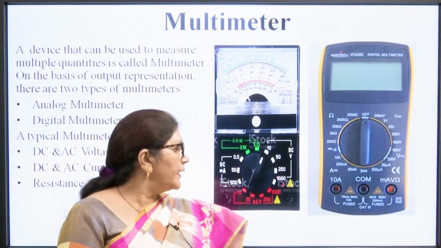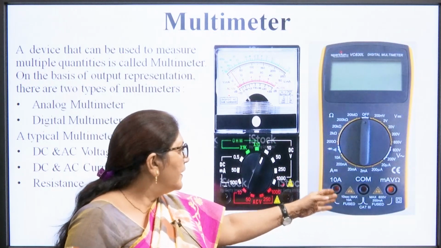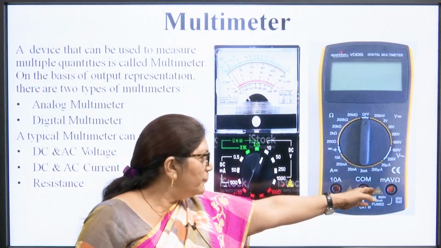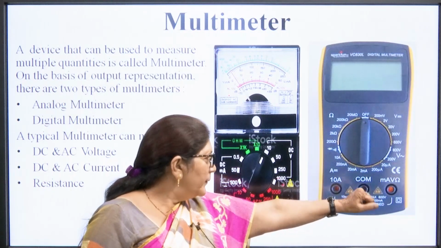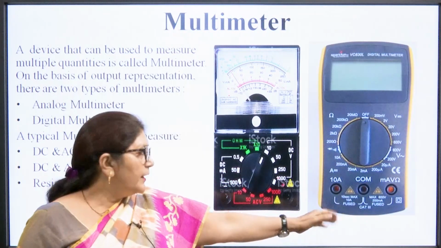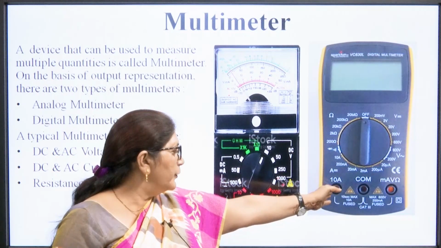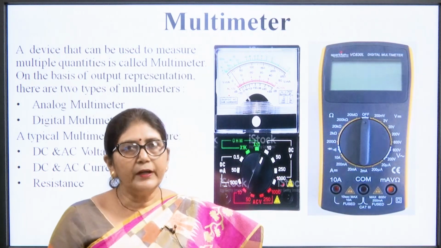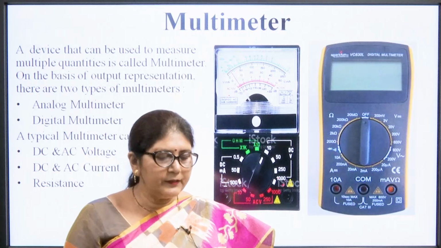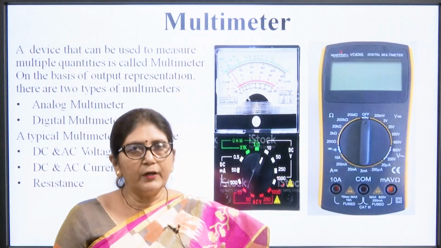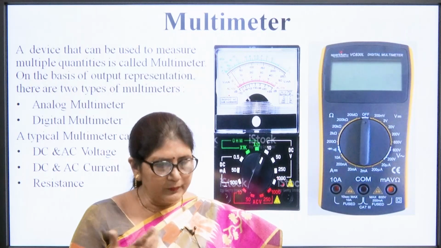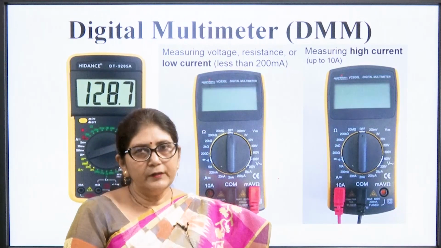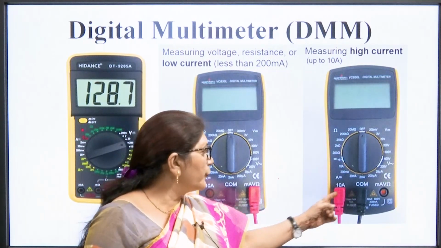In the digital instrument we can again see that there are different ranges and there is one common terminal, and then there is a terminal for milliampere range, voltage and ohm, that is resistance, which we can measure. If the current is more than 1 ampere, then we will put our lead at this position. We can measure different values as we have already told: AC/DC voltage, AC/DC current, resistance, which is the minimum requirement of a multimeter, but we can measure many more other quantities also. So, these are the digital multimeters, and these are known as probes or leads.